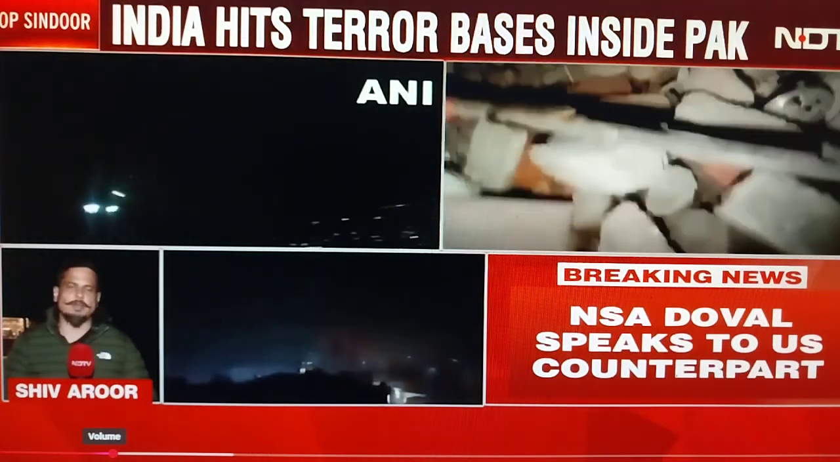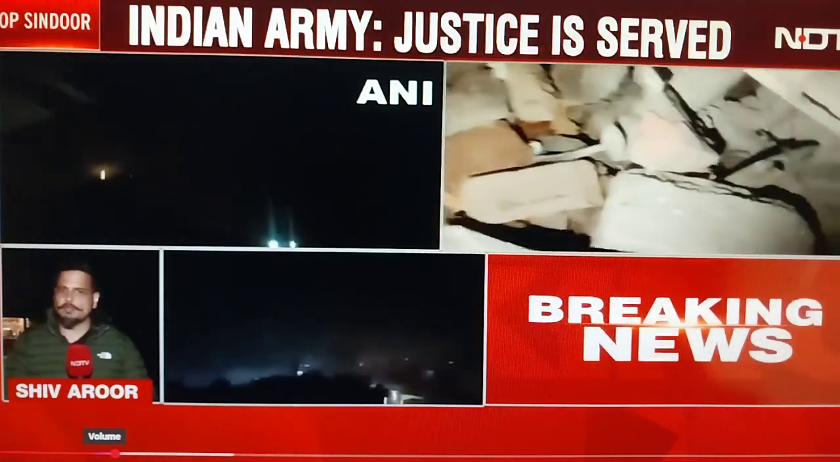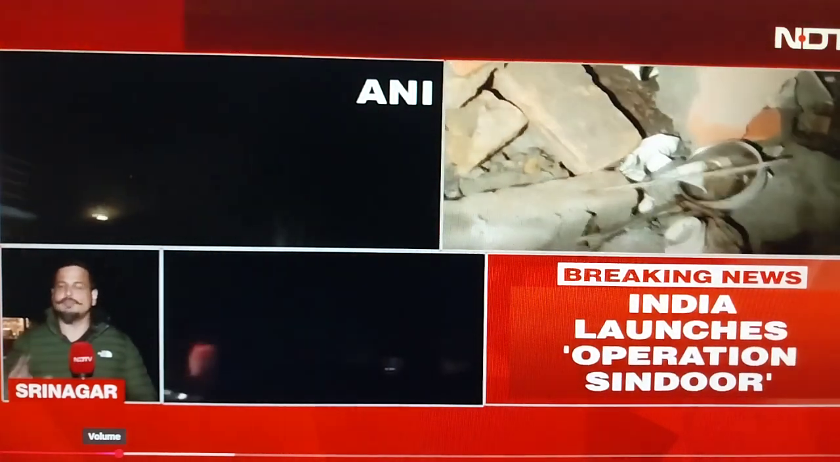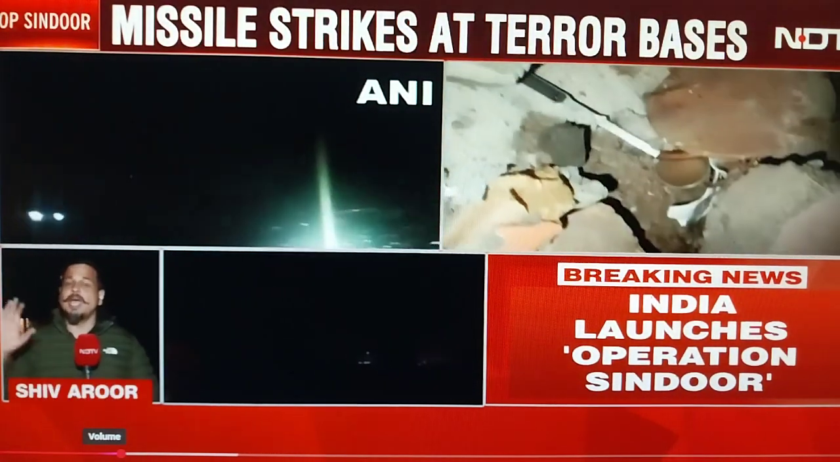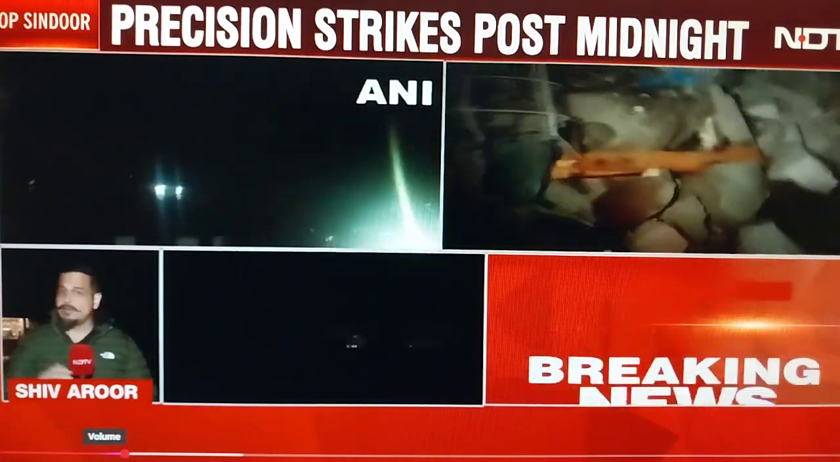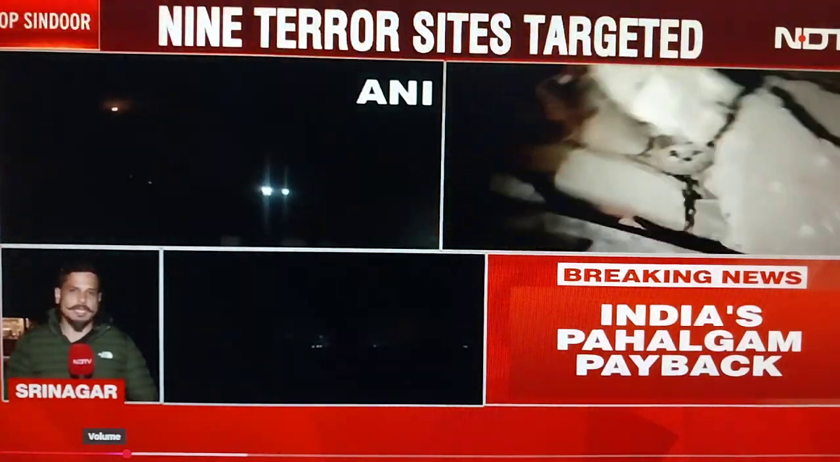The confirmation coming in from the other side, of course, is that 3 Pakistani cities in POK have been hit. Muridke in Pakistani Punjab has also been hit. There's a confirmation of that, though that has not been named. Neither of the other cities named by the Indian side.